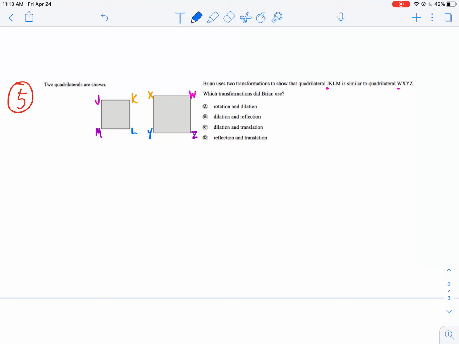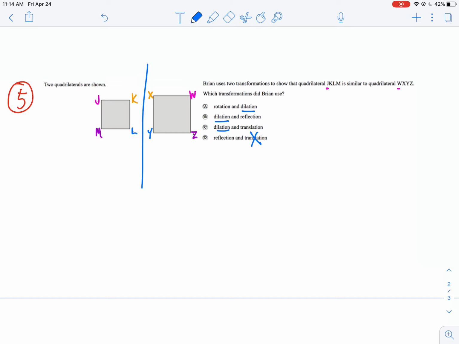Well, first off, notice that the size is different, right? They enlarged it, and when they enlarge it, that's a dilation. So we for sure know that there has to be a dilation, so we can cross off letter D. Now, would a rotation, or a turn, match us to the square? Well, it will keep the shape of a square, but the letters won't match up, so that doesn't work.